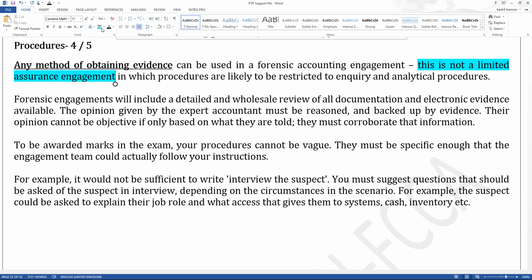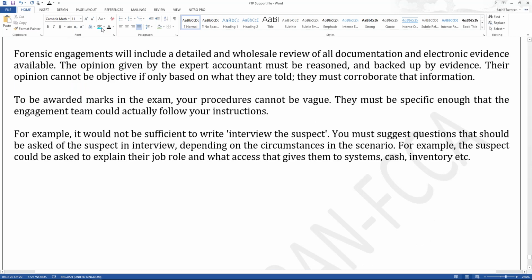Good. Next. Forensic engagements will include a detailed and wholesale review of all documentation and electronic evidence available. Forensic means deep investigation. So when you're performing forensic, it includes detailed review of documentation and electronic evidence. You don't perform forensic on a sample basis as you do the audit. You perform audit on a sample basis, right? But forensic is not done on a sample basis. You perform audit on a material basis. Forensic is not done on a material basis. In forensic, you look at everything, all.